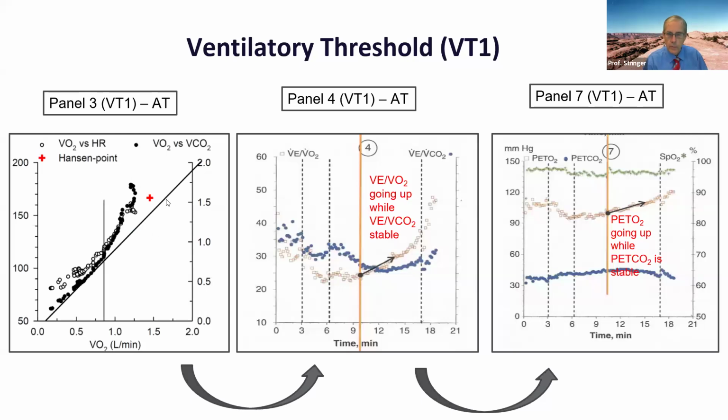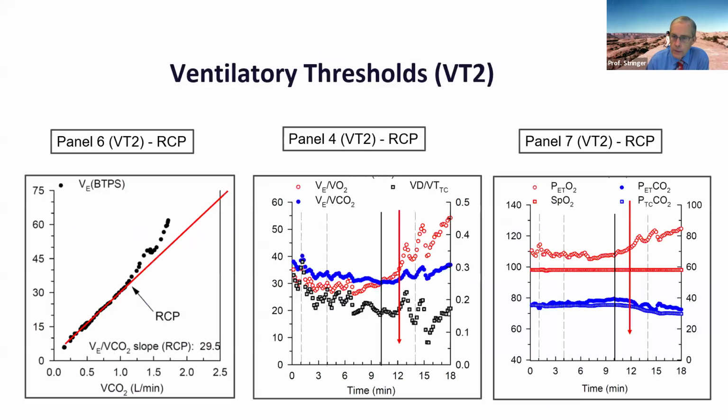This is called the V slope method of picking the AT. This is called the gas exchange method of picking the AT. Hopefully those all align, but sometimes in patients they don't. So you have to make some decisions about what's actually going on physiologically, especially if the patient is not a regular breather. That makes the data a little bit more difficult. So anyway, that's VT1. VT2, we already talked about it.